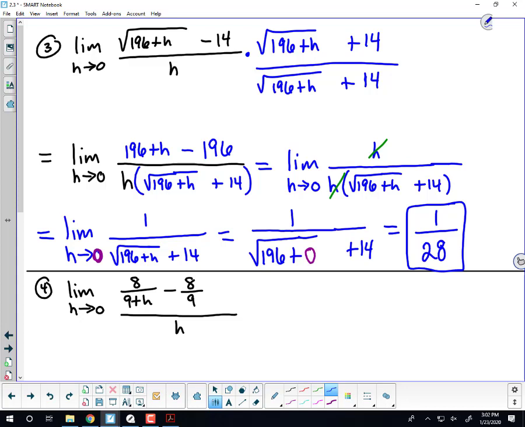Does anyone have any questions? So what's true about the function that we started off with, as a whole? Right, good. The original function wasn't defined at 0, but the limit as we approach 0 ended up as a finite number. So this function as a whole at 0, 1 over 28.